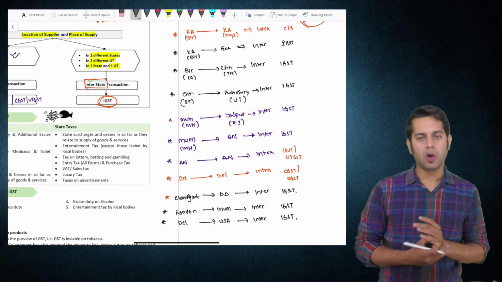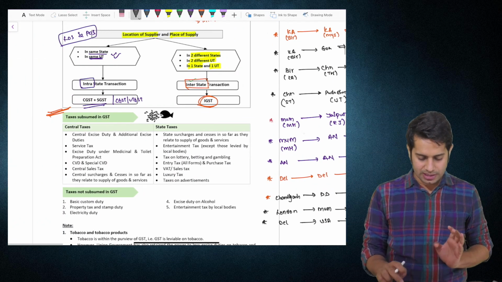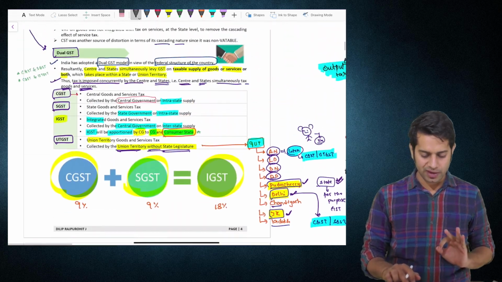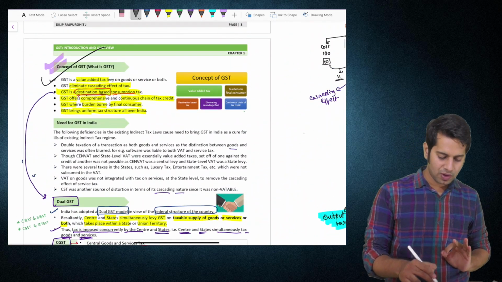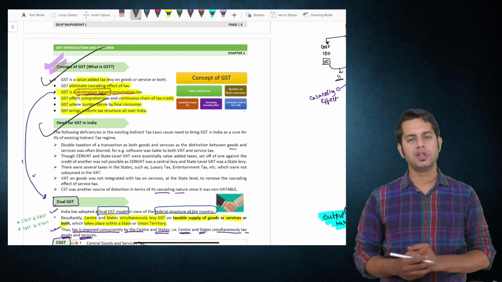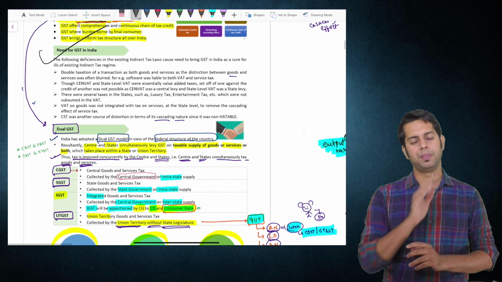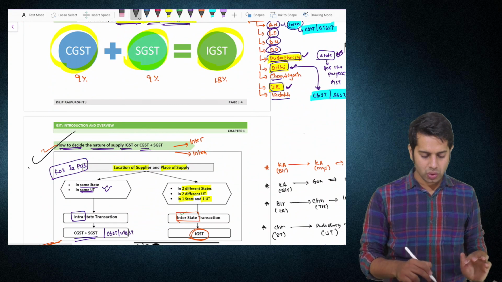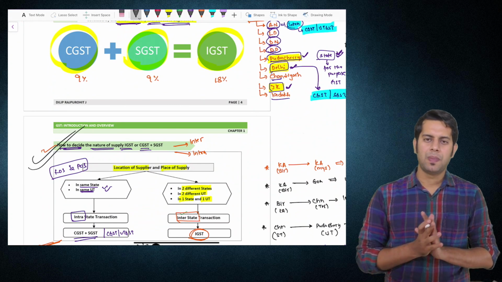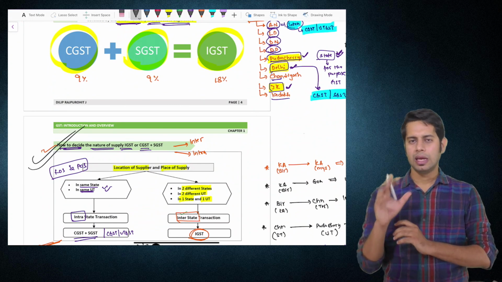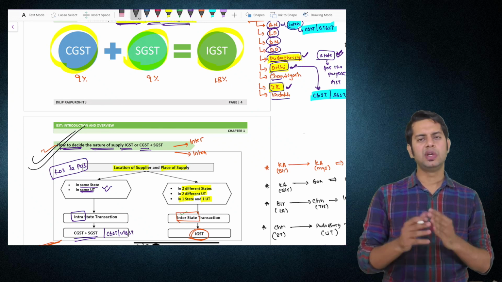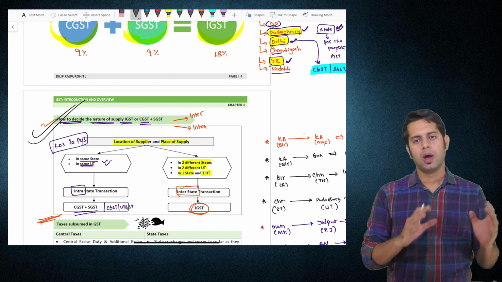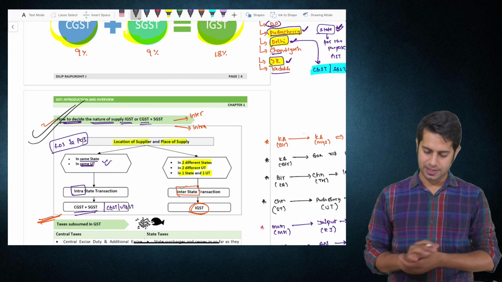I hope all these points are very clear to you all. In today's video, in today's class, we have discussed three things. What is the concept of GST? Then what are the deficiencies in the previous indirect tax regime? Then what do you mean by dual GST? And how should you determine whether a particular supply is an interstate supply or intrastate supply? In our next video, we'll be completing topic number 1, which is introduction and overview of GST.